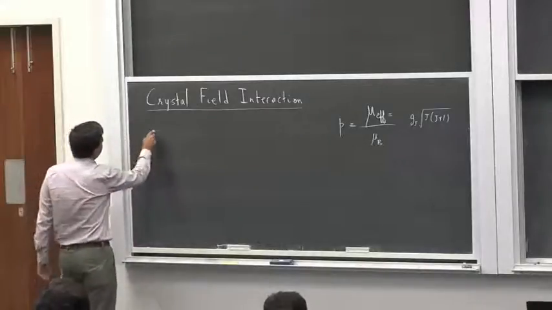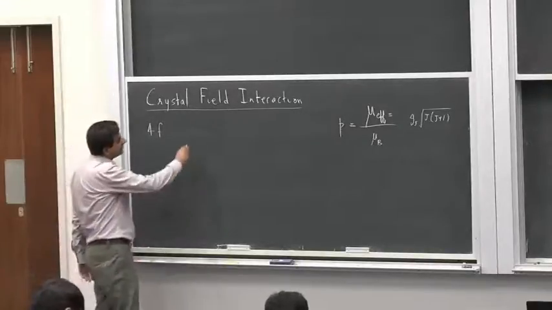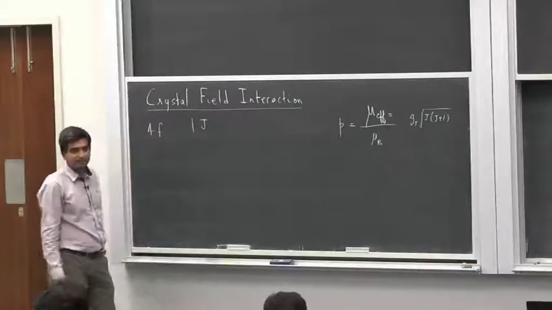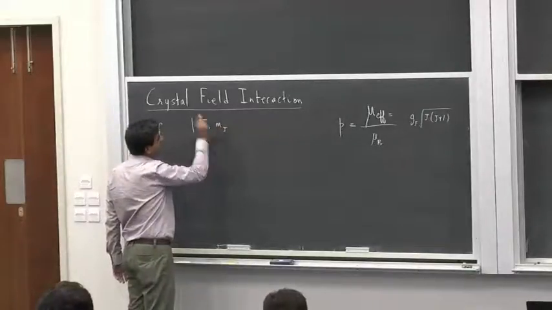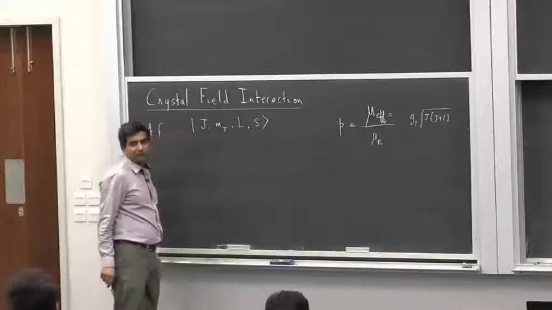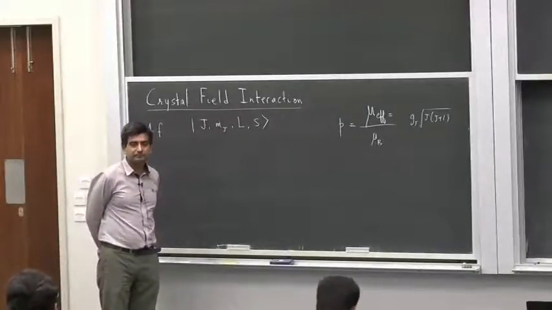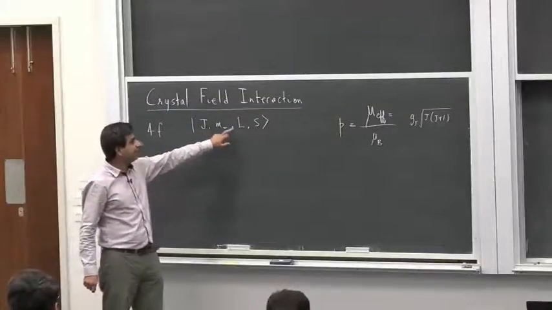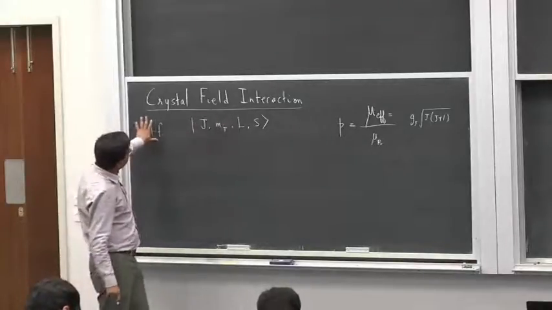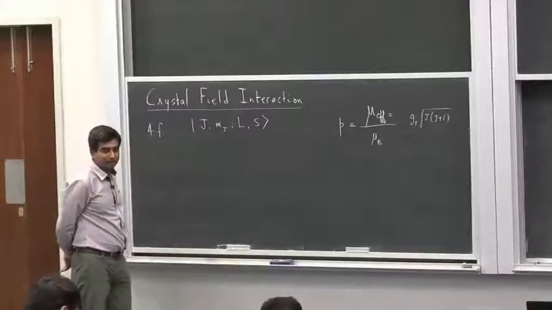Now for the 4f ions, we know that there is a spin orbit interaction and there is exchange interaction, and this results in atomic states which are defined by J, the total spin quantum number, its azimuthal component, L and S, which means that each ion has a specific value of J, L, and S, and these are good quantum numbers. J is determined by the spin orbit interaction, L and S are determined by the exchange interaction and the interaction between the electrons. So the 4f ions have good values of J, L, and S. These are, in other words, eigenstates of the overall Hamiltonian.